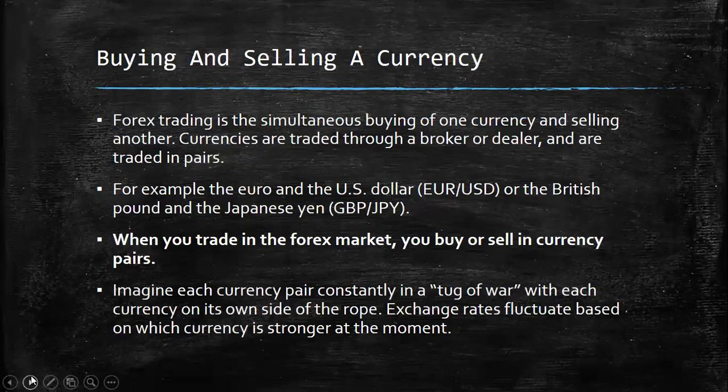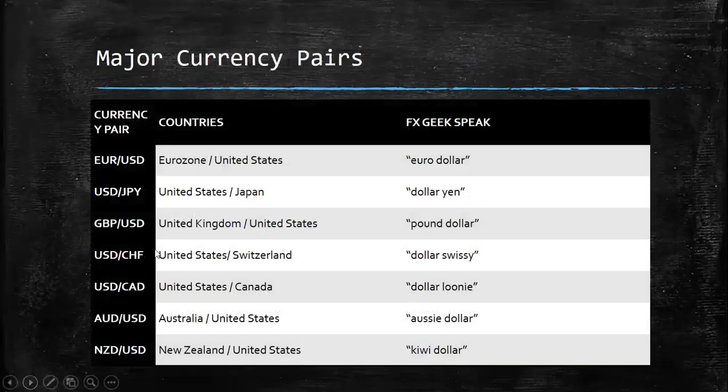Now, imagine each currency pair constantly in a tug of war with each other on the side of the road, basically. The exchange rate fluctuates based on which currency is stronger at the moment. Again, here are the major currency pairs.